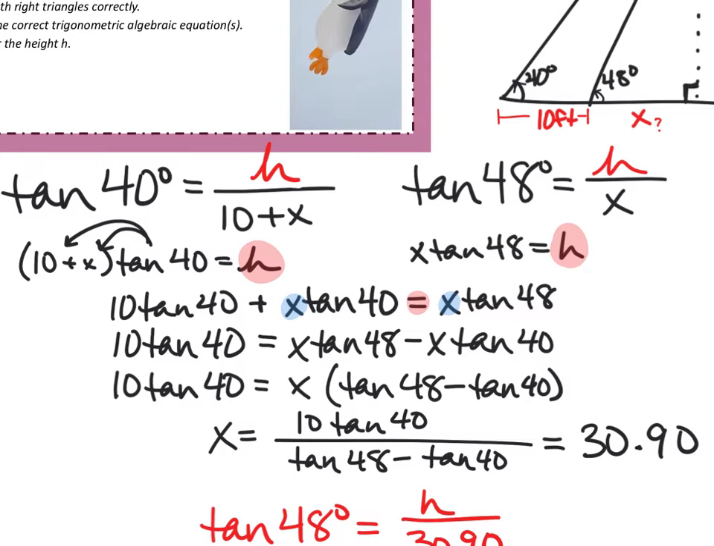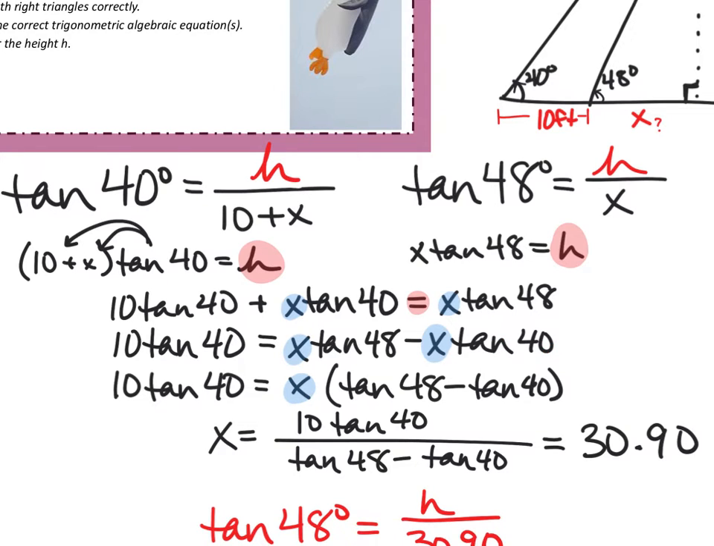So I need to start solving for x, which first of all means they should all be on the same side. So I'm going to subtract x tangent of 40 from both sides. And then I'm going to factor out x on the right-hand side. X is the greatest common factor between these two terms. So if I just take x out, all I have left is tangent of 48 minus tangent of 40, which was right here.